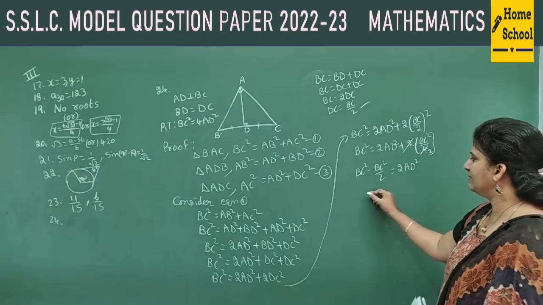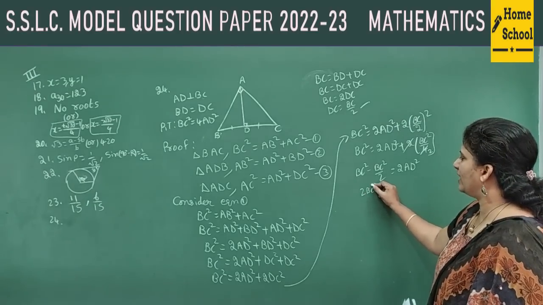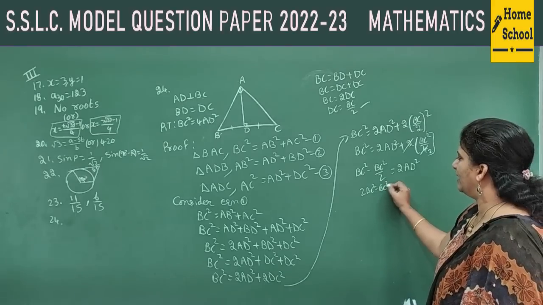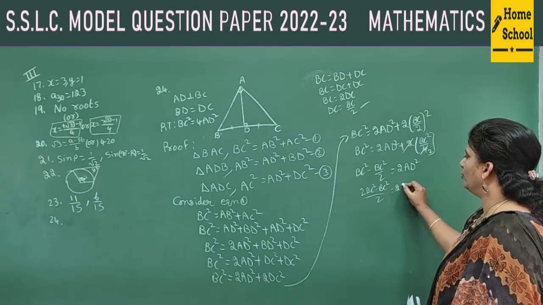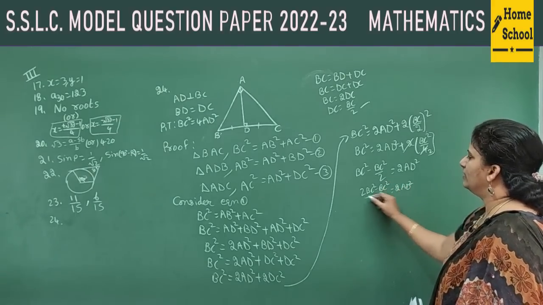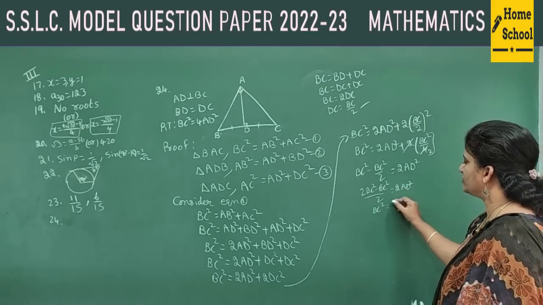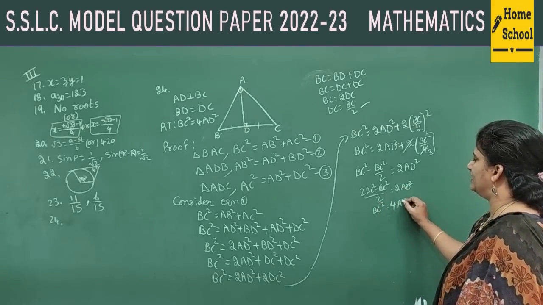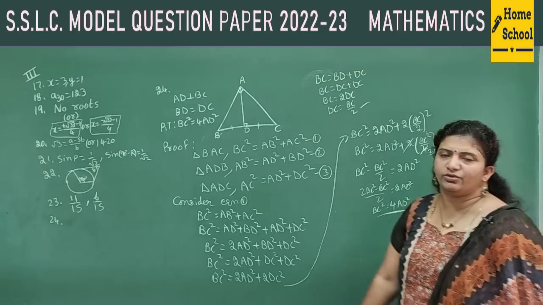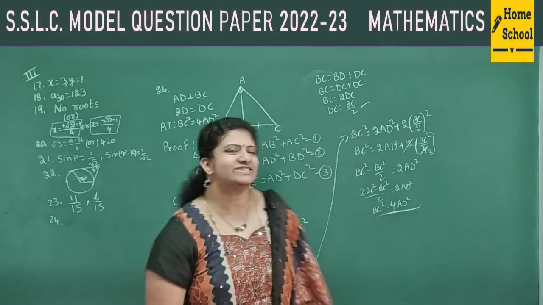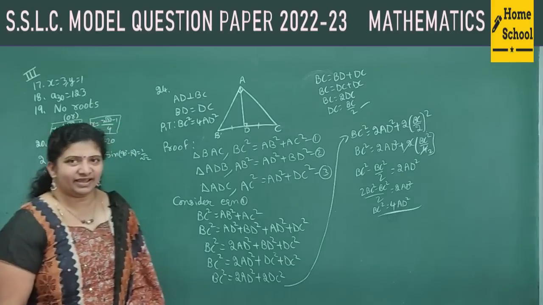BC square minus BC square by 2 is equal to 2AD square. Do LCM. 2BC square minus BC square by 2 is equal to 2AD square. This is BC square, and here this 2, if you send it to the other side, 4AD square. This is the thing you need to prove. Hence it is proved. Right?